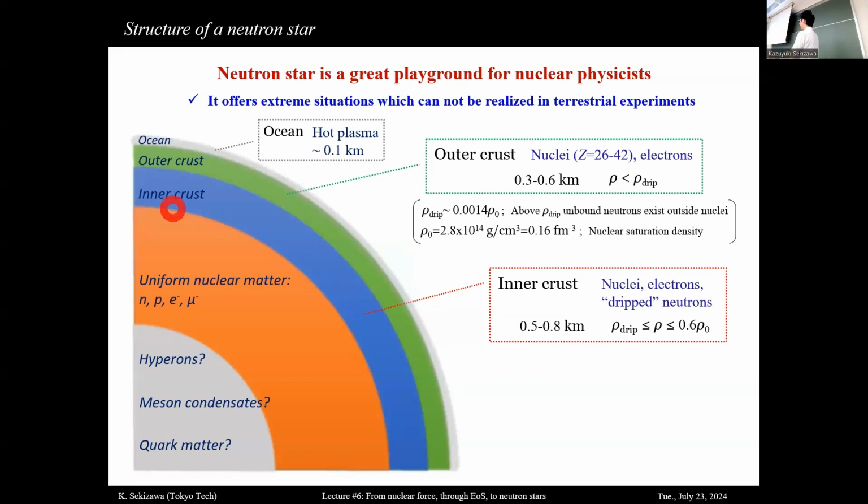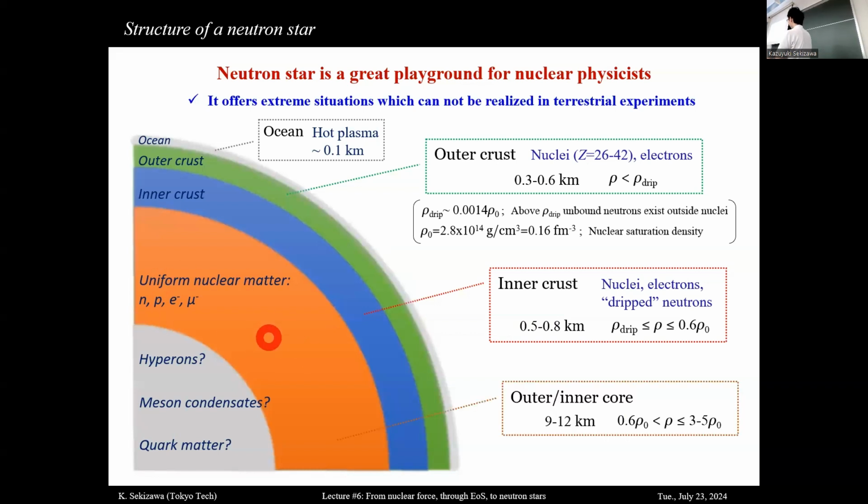And by going deeper inside the inner crust, the density increases and the lattice constant, or spacing between two nuclei, decreases further and further. And at some point, it becomes merging, I mean melting, and it becomes a uniform matter. So here is this region. So we have uniform matter of neutrons, protons, electrons, and muons, which is called the outer crust. Outer core, sorry, outer core.